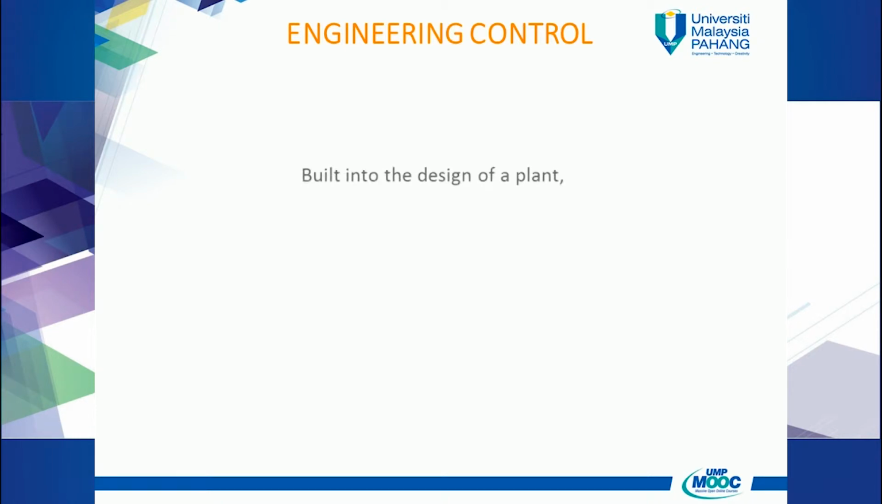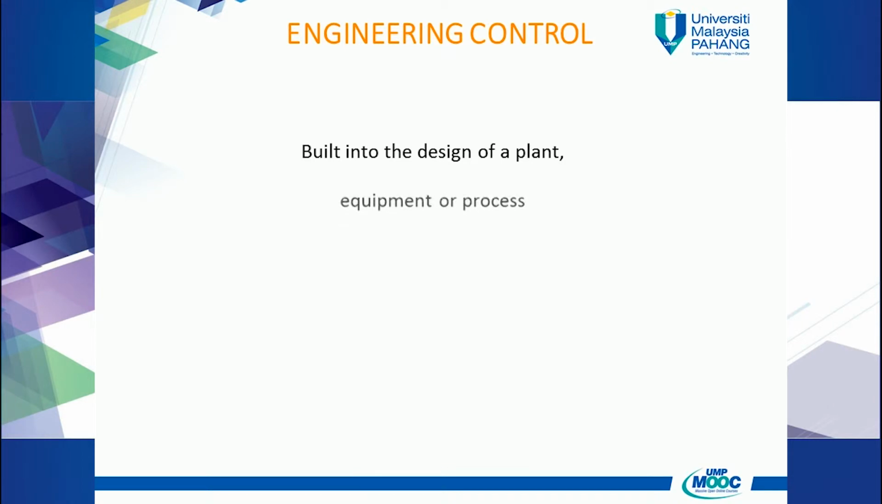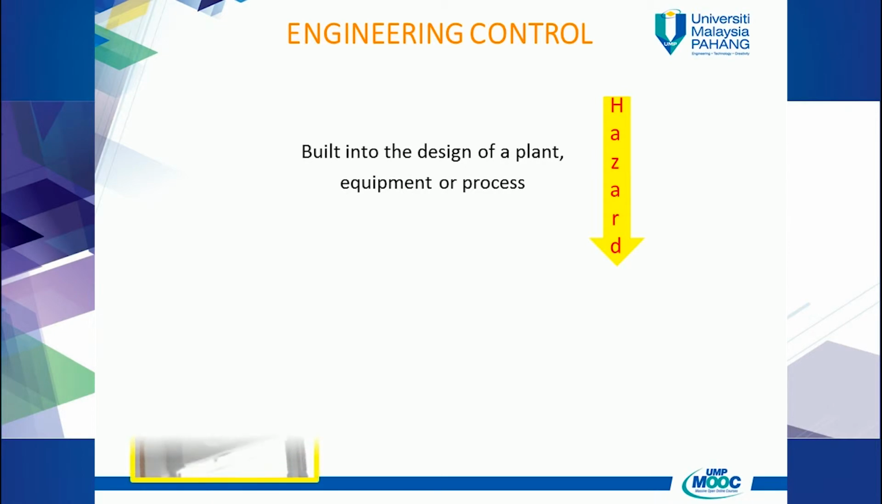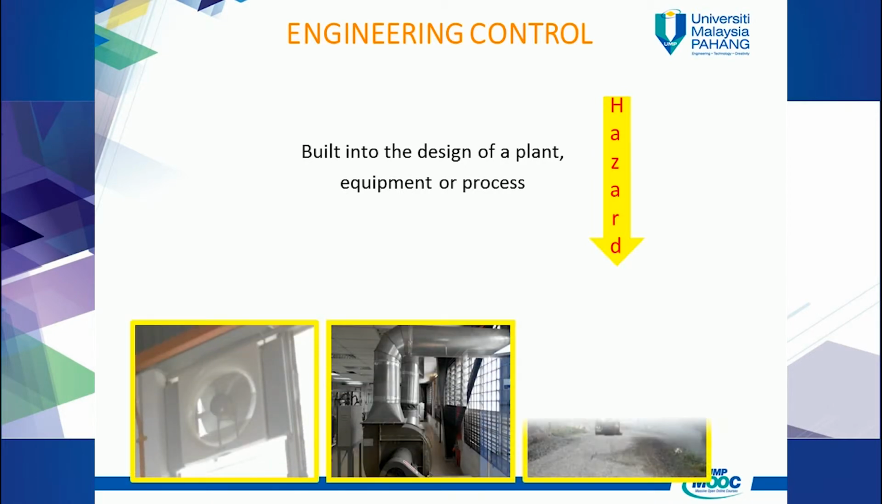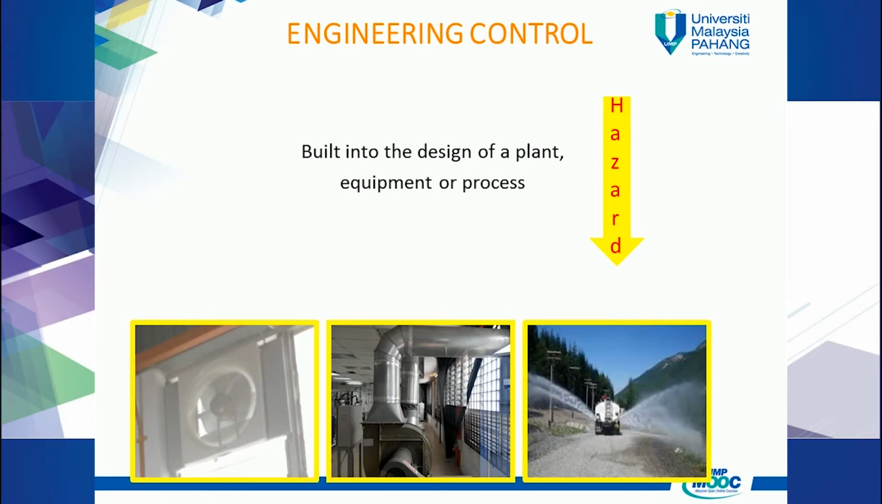Let us elaborate more on the control measures. Engineering control is a method that is built into the design of a plant, equipment, or process to minimize the hazard. For example, installations of general ventilation, localized ventilation, and use of water spray.